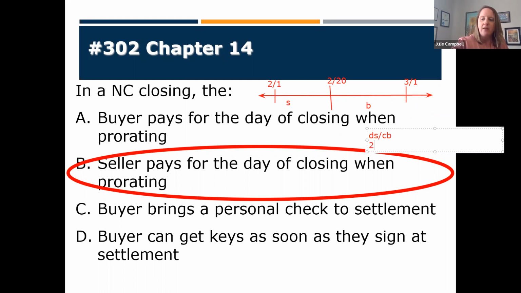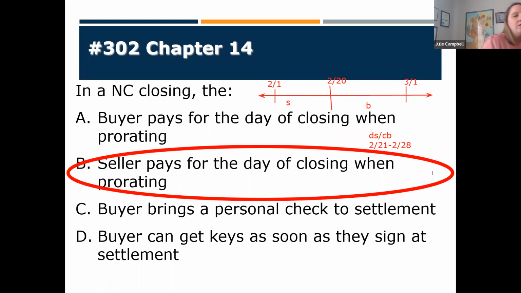They would pay them for rent from tomorrow to the end of the month. Today, the tenant is the seller's, tomorrow the tenant is the buyer's or the new owner's. So to prorate rent, because the seller's already collected the whole month, we would debit the seller, credit the buyer for the remainder of the month.